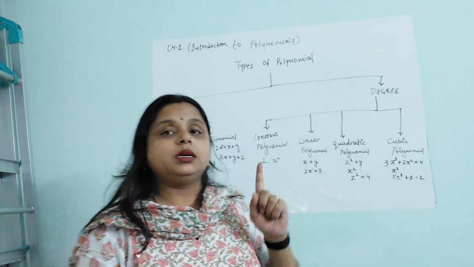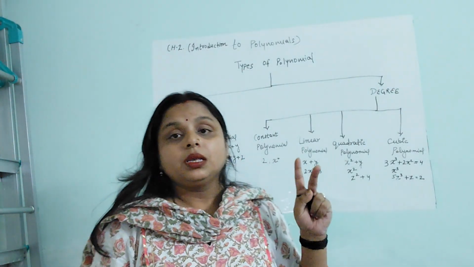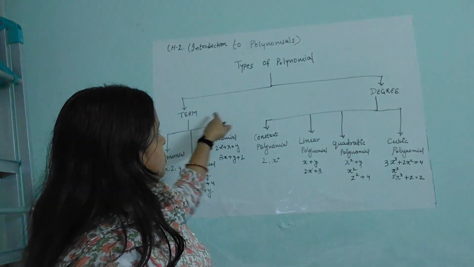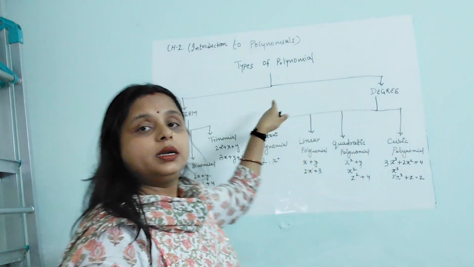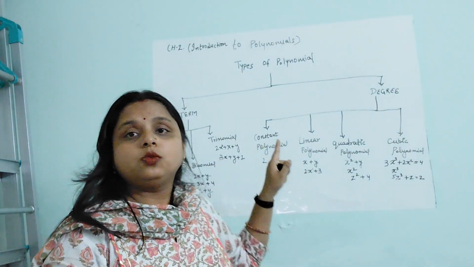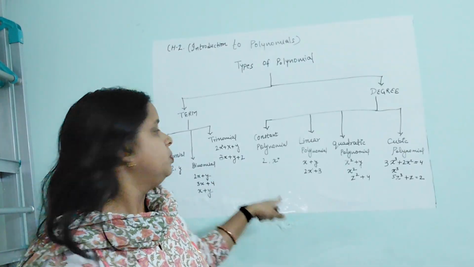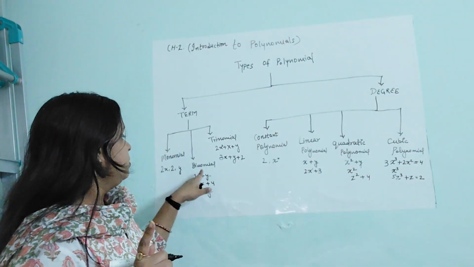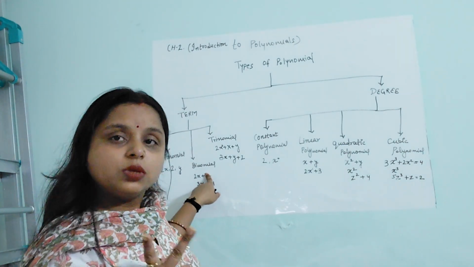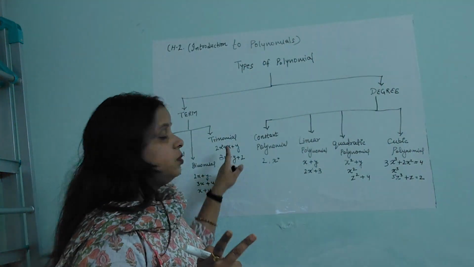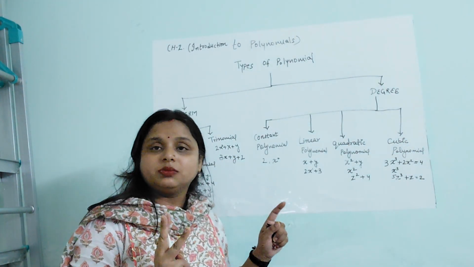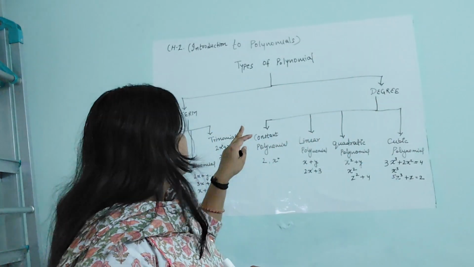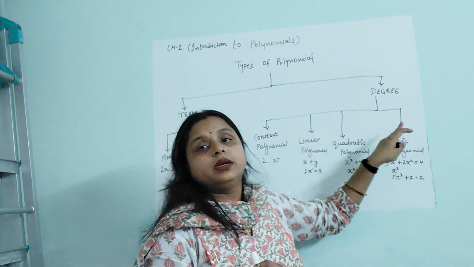So it is clear, there are two types of polynomial on the basis of two criteria: on the basis of term and on the basis of degree. Term is again classified into three: monomial, binomial and trinomial. Monomial is where in an expression there is only one term. Binomial, where in an expression there are two terms associated with it. Trinomial, where in an expression there are three terms associated with it. Then on the basis of degree: constant, linear, quadratic and cubic.